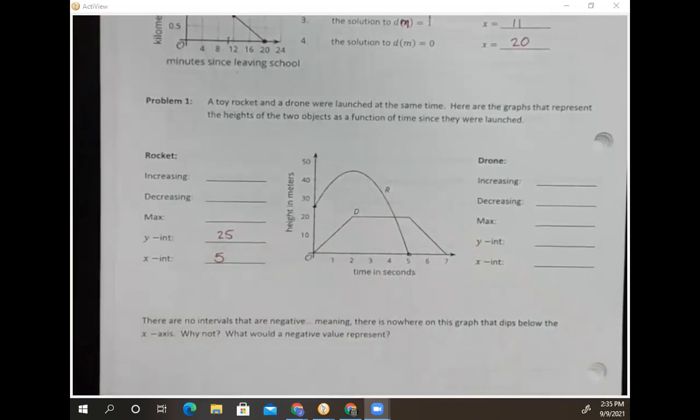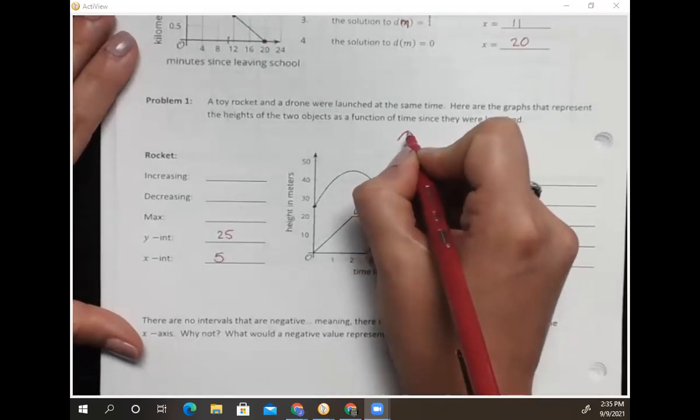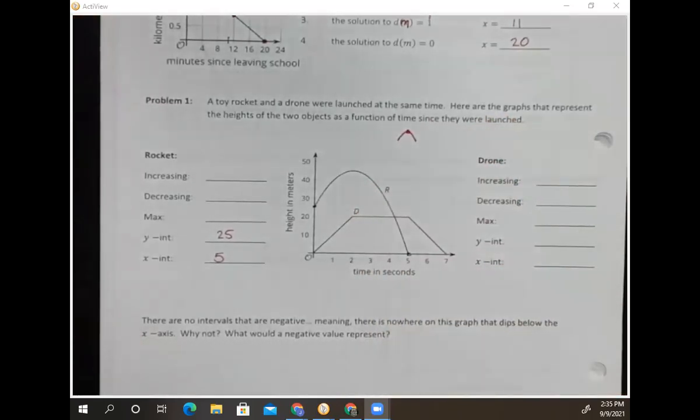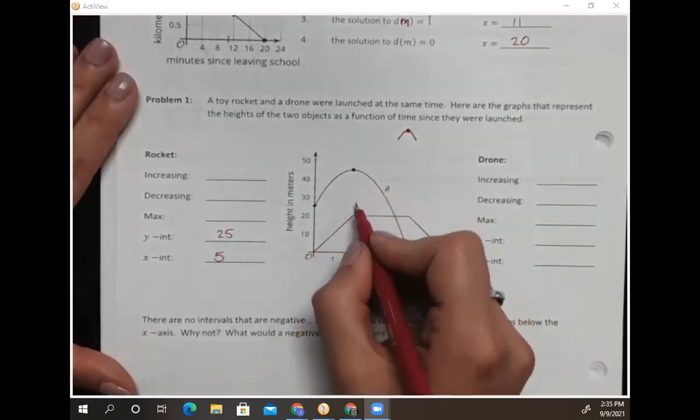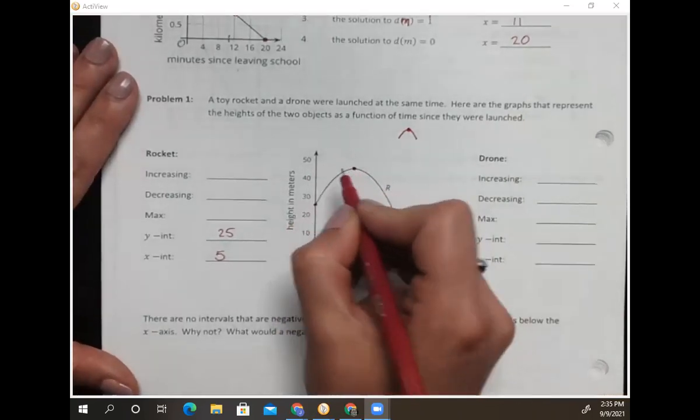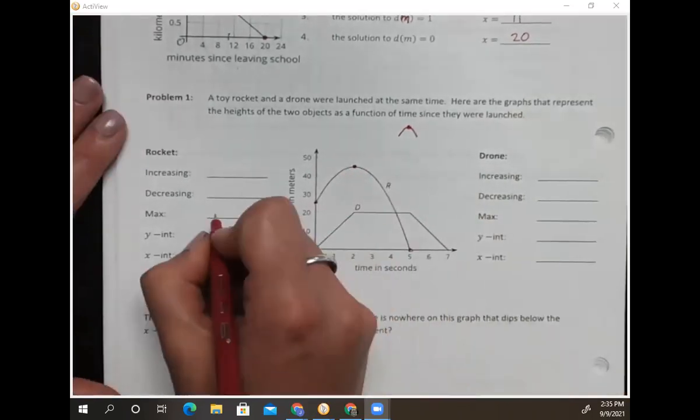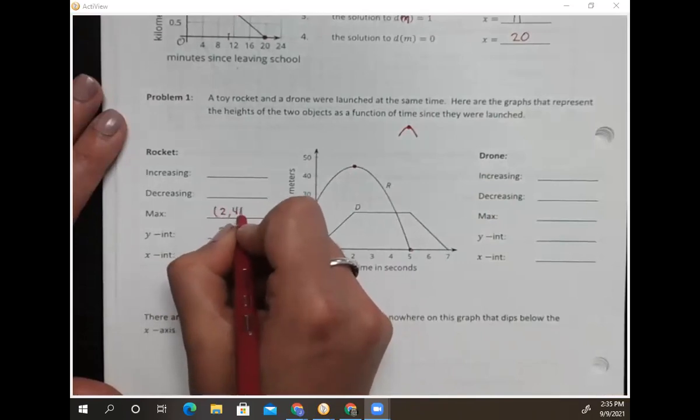How about a maximum? So what am I looking for when I look for a maximum on the graph? Yeah, an x and y value that's the highest point on the graph, right? So the idea behind a maximum is I've got like the top of a mountain. I've got some sort of peak that's the highest point. So we have that here, and it looks like it's about 2,45. Does that seem reasonable? Okay, so we have a maximum at 2,45.